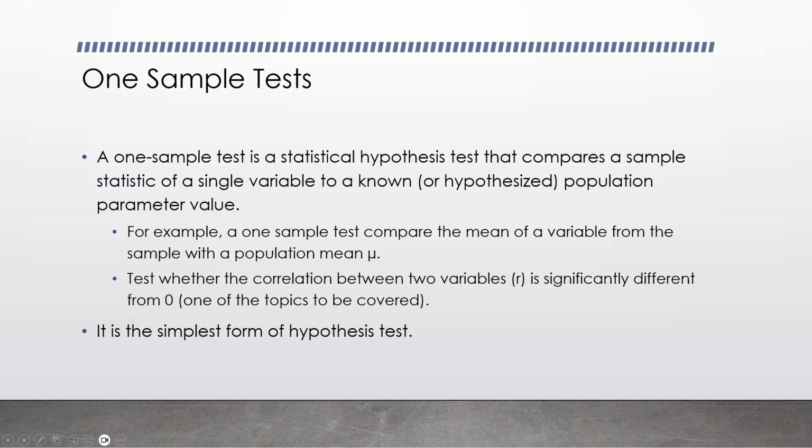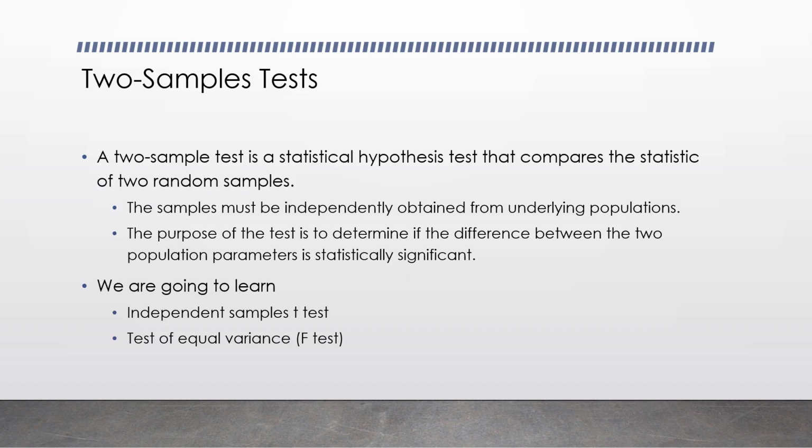Hi class. So far, I've introduced two types of one-sample tests as an introduction to statistical significance testing: the one-sample t-test and the one-sample test of proportion. A one-sample test compares a sample statistic of a single variable to a known or hypothesized population parameter. In this video, we are moving to our first two-sample test, the independent samples t-test.